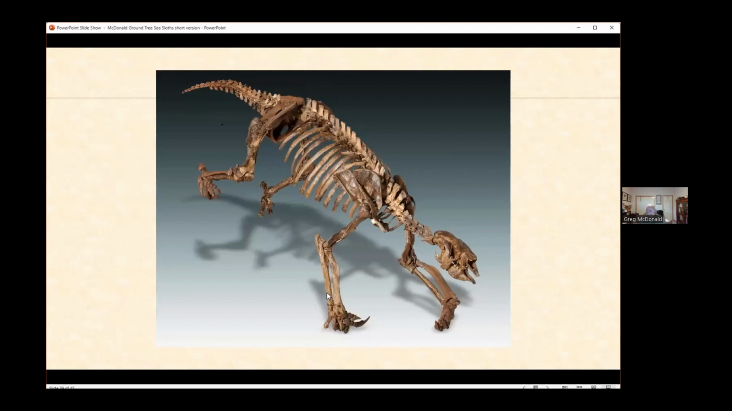Here's a reconstruction of the skeleton, and many of the features of the skeleton depart from what we see in other sloths. So it's a sloth, it's sloth-like, but we see an evolutionary lineage as this animal is becoming more and more adapted to swimming and living in an aquatic environment.